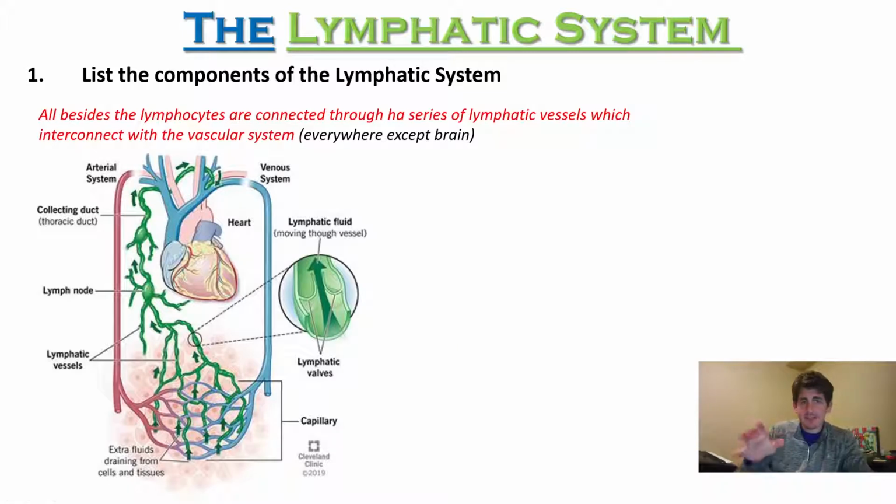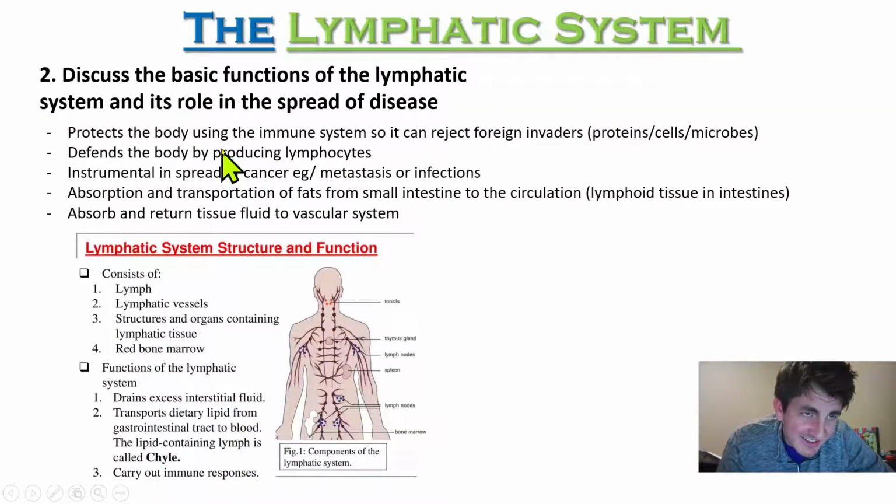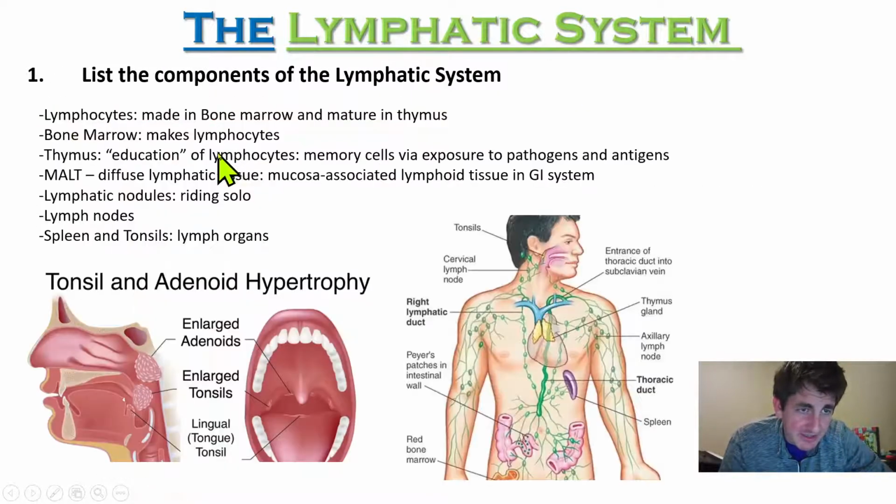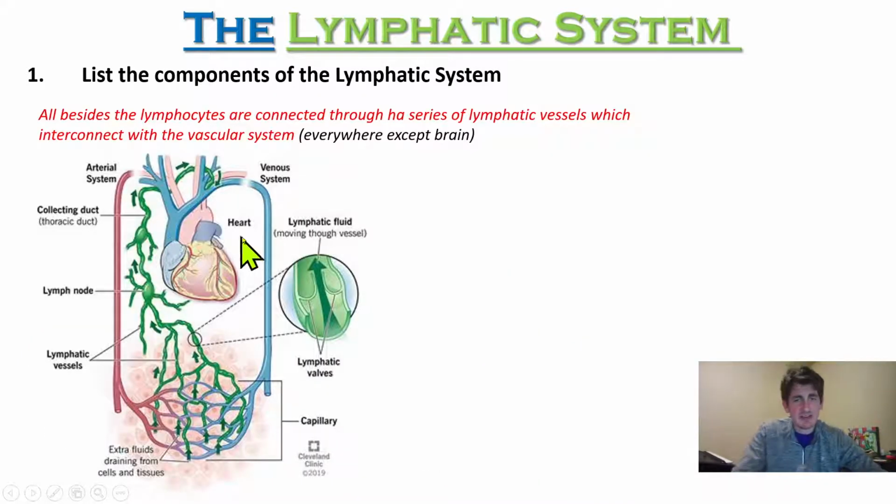So these lymphatics are not found in the brain or bone, so that's important for teeth. So not CNS or anything like that. Everywhere else you have lymphocytes connected through lymphatic vessels, right? So that might be supposed to say lymph nodes. I'm not sure, y'all. But that's basically our components, right? So we have our lymphocytes, bone marrow, thymus, mucosa-associated lymphoid tissue in the GI tract, lymph nodes, lymph nodules, spleen, and tonsils. So that's our components of the lymphatic system.